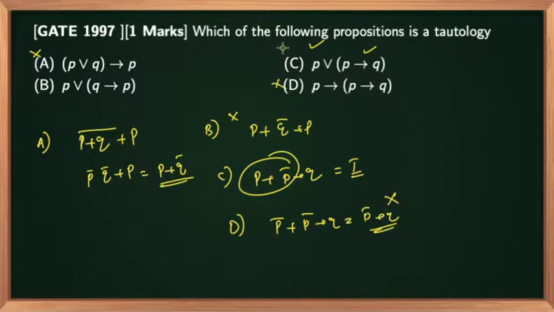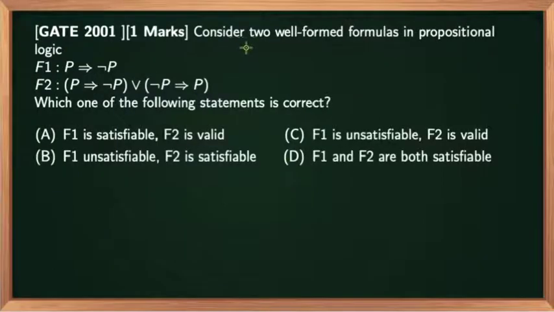Okay. So the correct option should be C. Consider the two well-formed formulas in propositional logic. P implies not P. So what is P implies not P? P implies not P is nothing but P bar plus P bar. So that's equal to P bar.